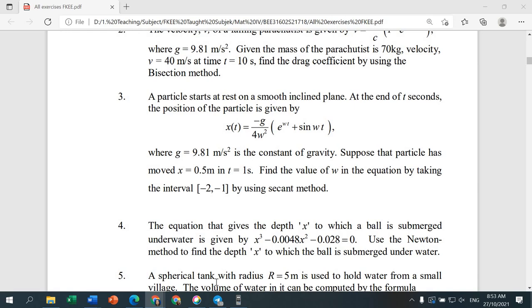Okay, first of all, your substitution is correct. X is 0.5, G is 9.81, and then T is 1.